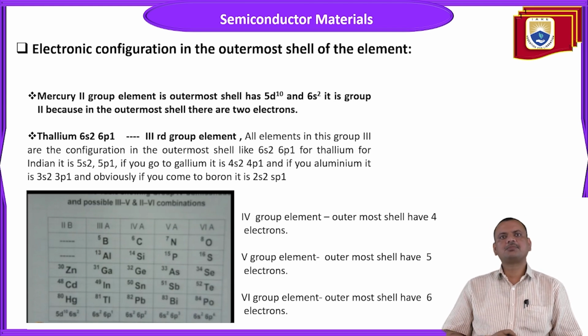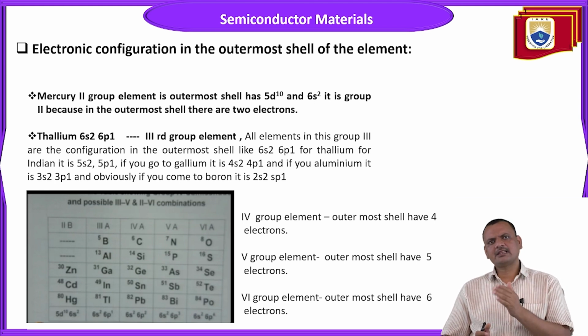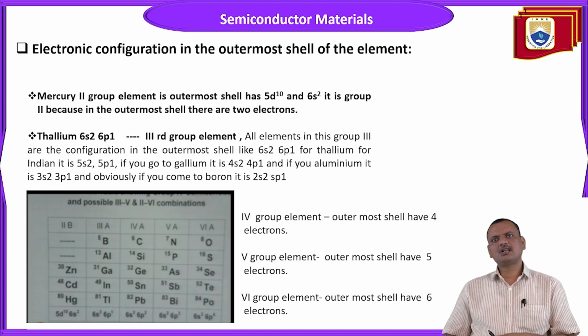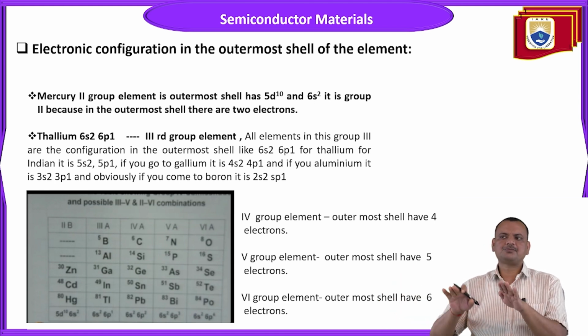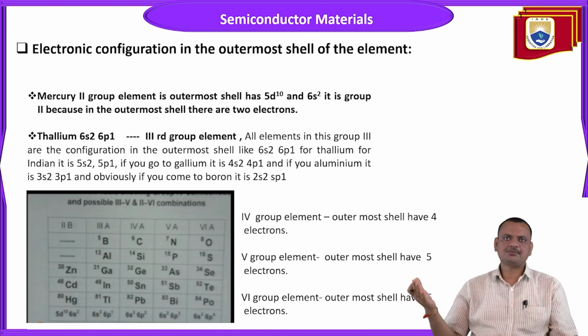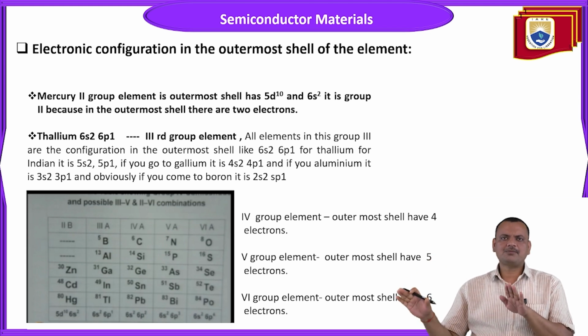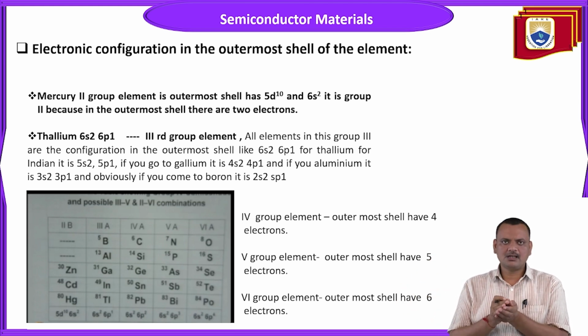If you take the third group element like thallium, it will contain 3 electrons, and even aluminum, gallium, indium, thallium all contain 3 electrons. So these outermost shell electrons are very, very important. If you are taking a third group element, you have to choose a fifth group element as a counterpart. The fifth group element has 5 outermost shell electrons. So that 5 and this 3 will make the octet complete.